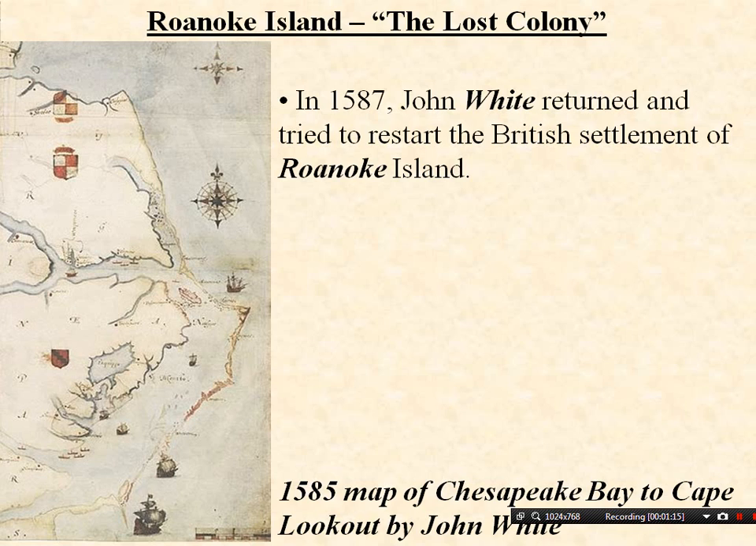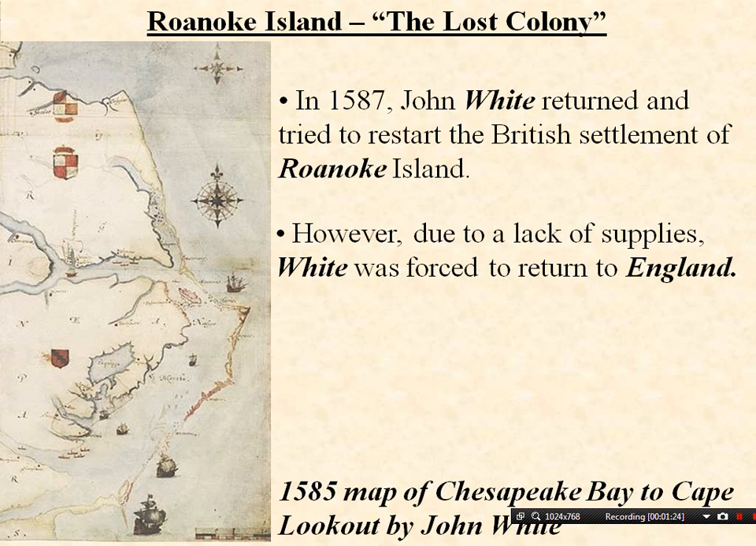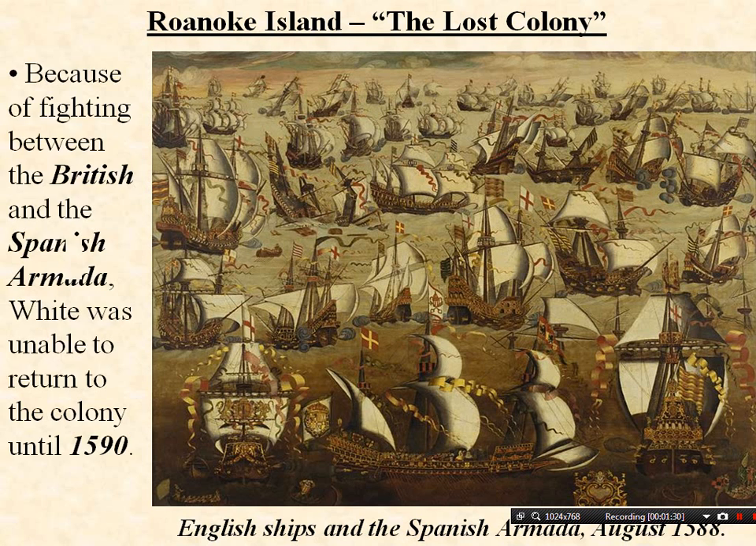Okay, in 1587, John White returned and tried to restart the British settlement of Roanoke Island. However, due to lack of supplies, White was forced to return to England. Because of the fight between the British and the Spanish Armada, White was unable to return to his colony until a few years later, by 1590.